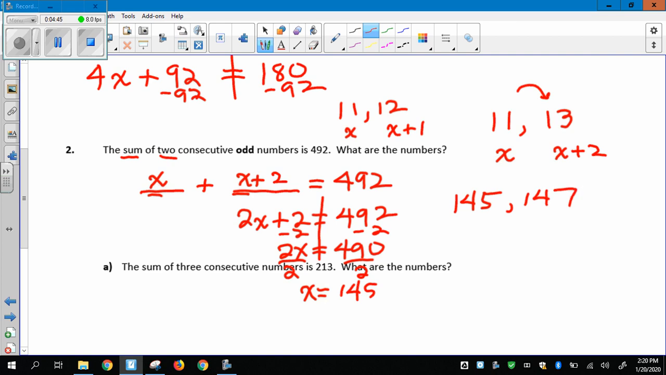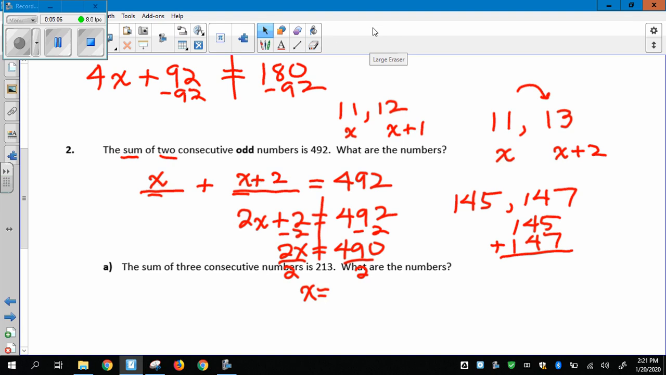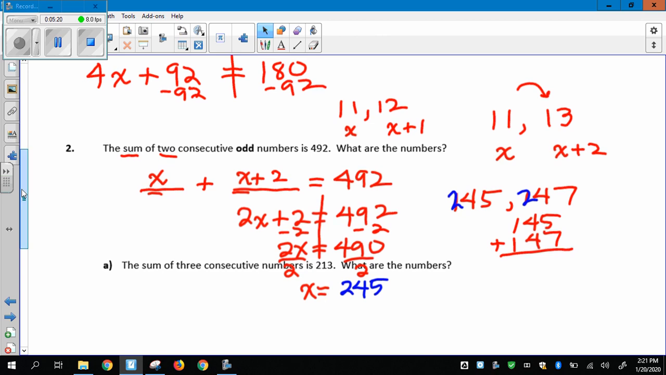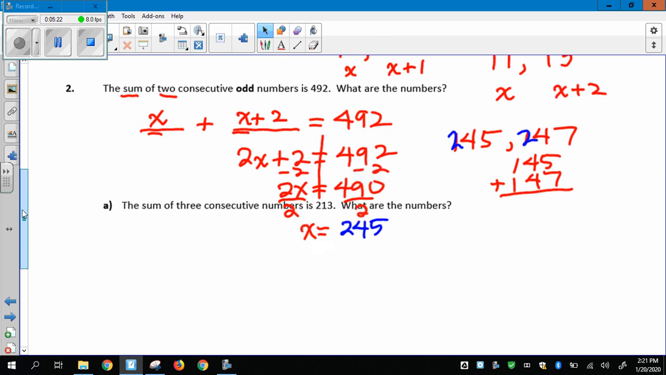And just checking, you would want to add the 145 plus the 147 and make sure that it equals 492, and it doesn't, so that means I made a mistake here. And I see right now that my mistake was when I divided by 2, I should have gotten 245. And so my numbers are 245 and 247. All right? So it goes to show that it's really good to check your work.